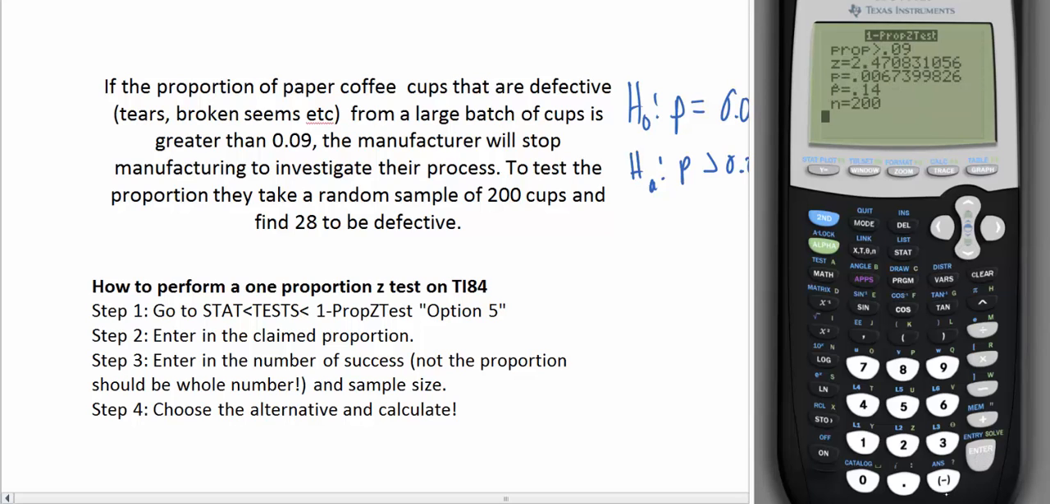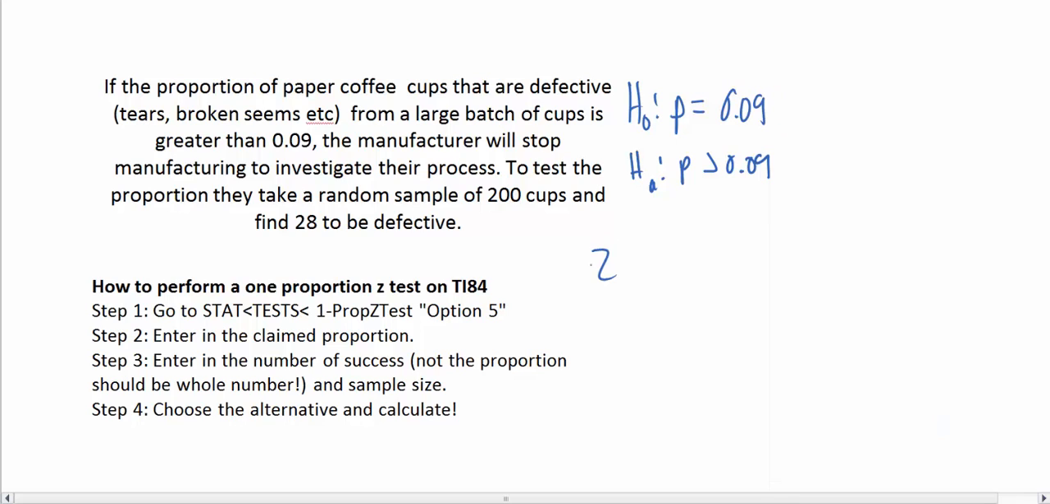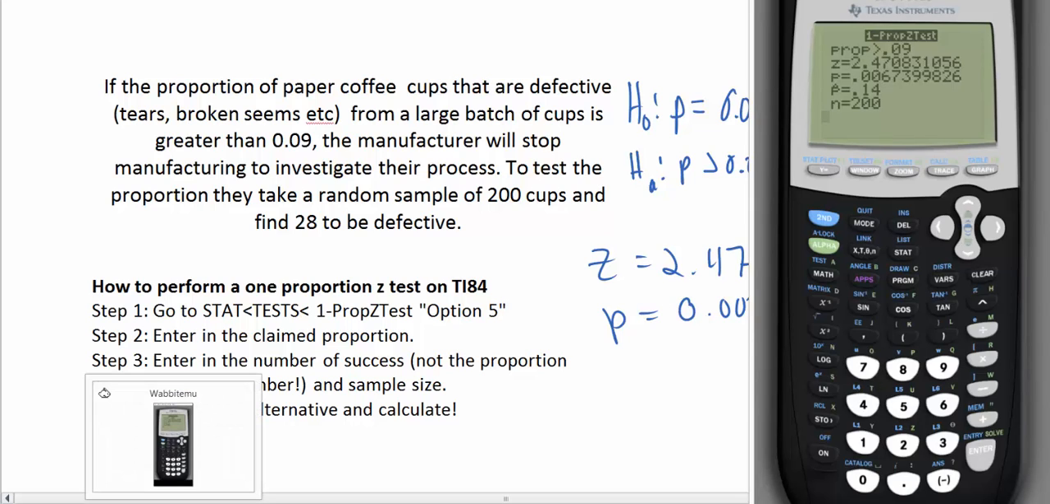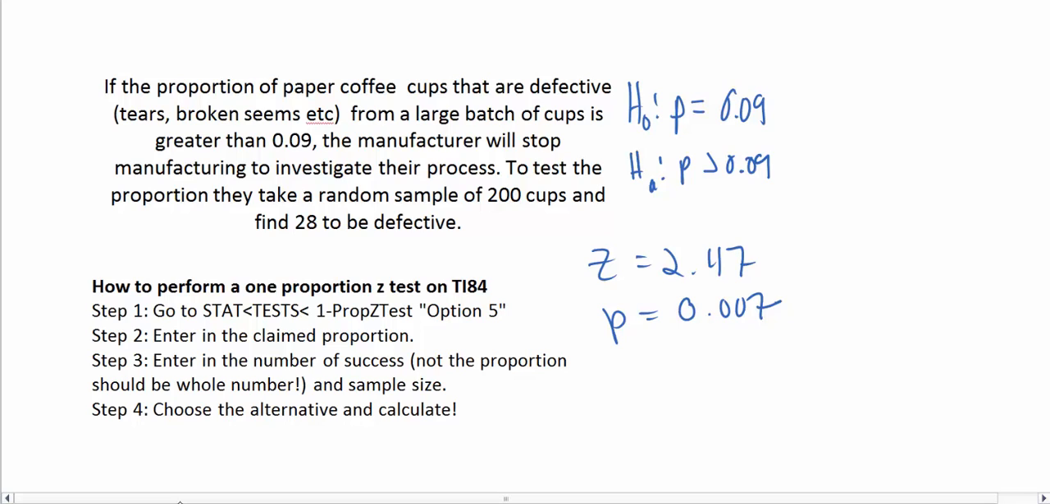In this example, we get a z statistic of 2.47 and a p-value of 0.007 if we round it a little bit. So again, z is equal to 2.47 and p is equal to 0.007. If you've done this by hand, you might get slightly different answers according to rounding, but this is really close. Basically, our p-value is very small, and we should reject the null hypothesis.